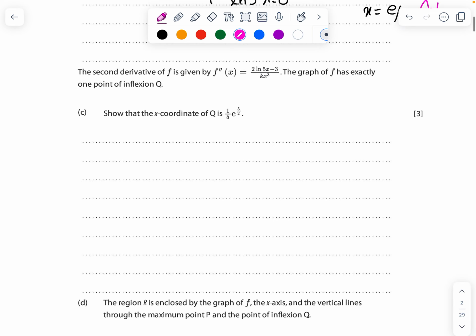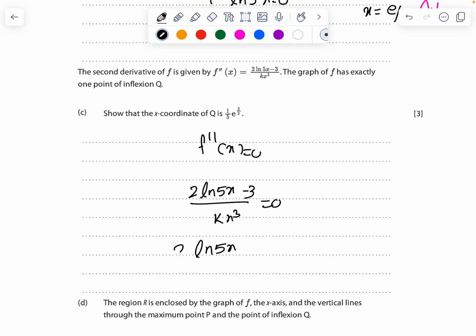The second derivative is given. Show that the point of inflection is at Q. Find the point of inflection. So what does point of inflection mean? Second derivative should be equal to 0. So 2 ln 5x minus 3 divided by kx cube should be equal to 0. So ln 5x minus 3 over 2 equals 0. So 5x equals e power 3 by 2. X equals 1 upon 5 e power 3 by 2. So this is method 1 mark, accuracy 1 mark, and another accuracy 1 mark, and this is answer given.